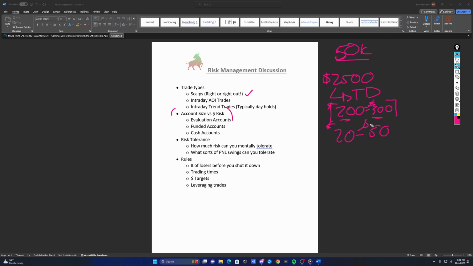Your scalp trade, you might be risking 1 point, 1.5 points. You might be risking 4. I find my sweet spot is 2, 2.5 points. These are things you'll find out by journaling your trades and going through your entries, exits, trades, and strategies.